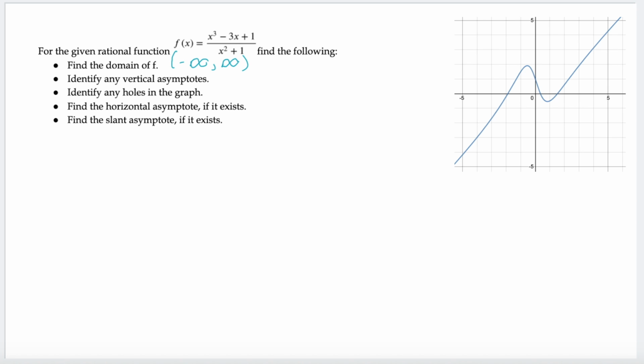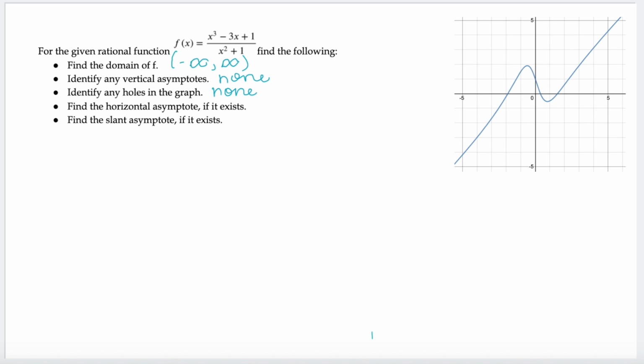I also see when I look at my numerator that I can't factor anything from the numerator to simplify. And since I'm not simplifying, I'm not going to have any vertical asymptotes. Similarly, I'm not going to have any holes in my graph. Since I'm not able to cancel anything out, there will be no holes.